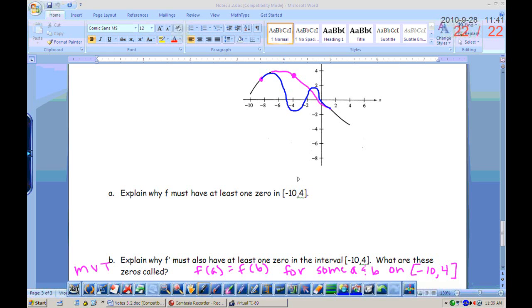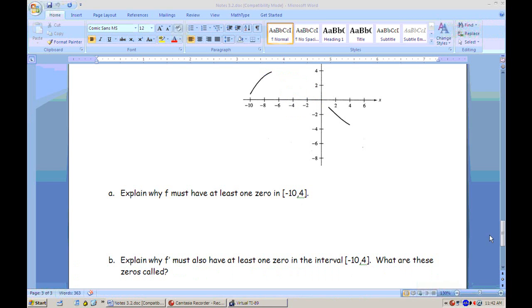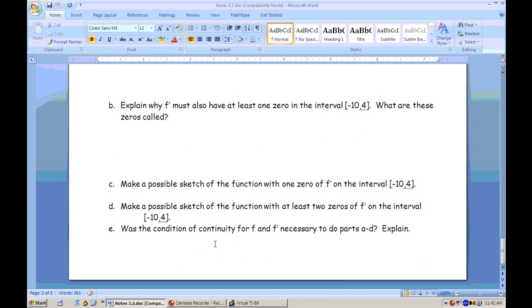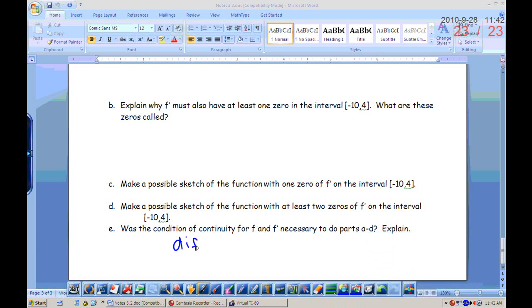And then part E was, is the condition of continuity for f and f prime necessary to do parts A and D? It kind of depends on how you look at that. Did I have to say that that function was continuous in order to do this problem? No, because if I told you that it was differentiable, you know it's continuous. So I didn't have to tell you that it was continuous. You inferred that it was continuous because differentiability implies continuity. Differentiable implies continuous.